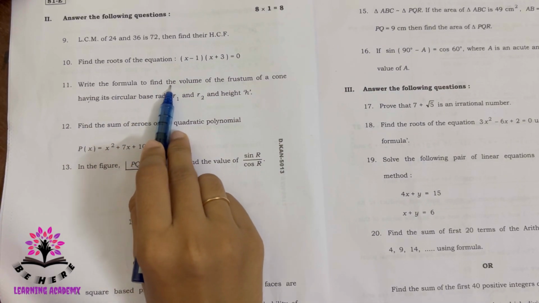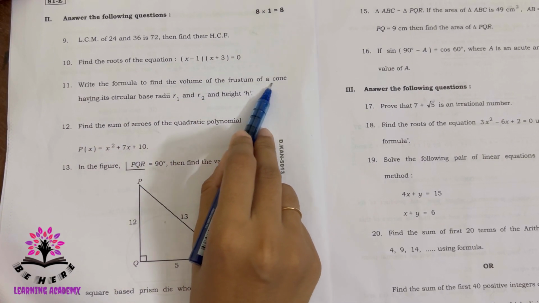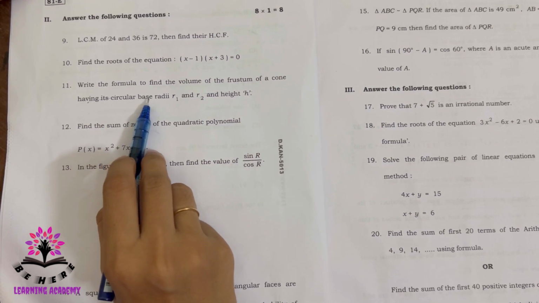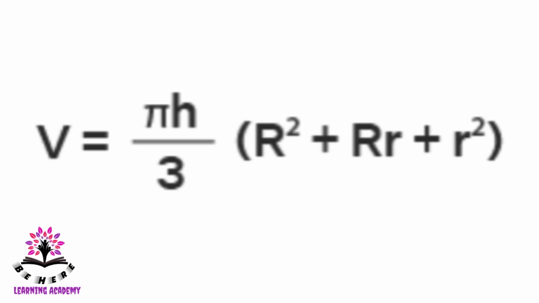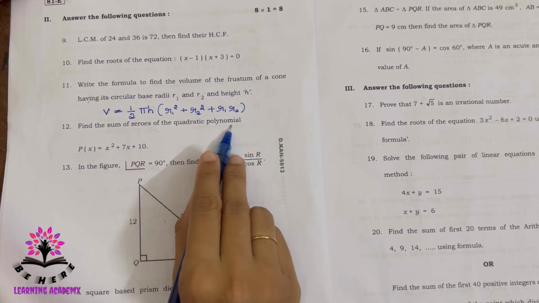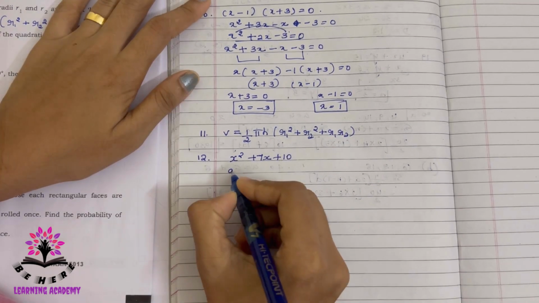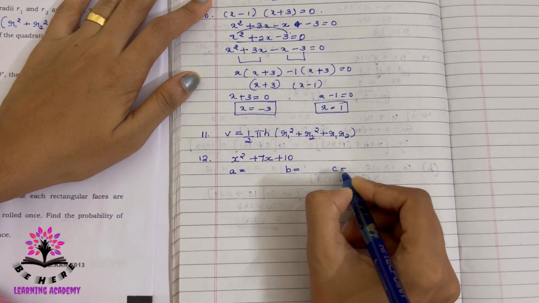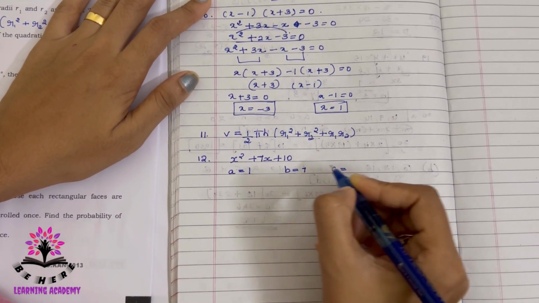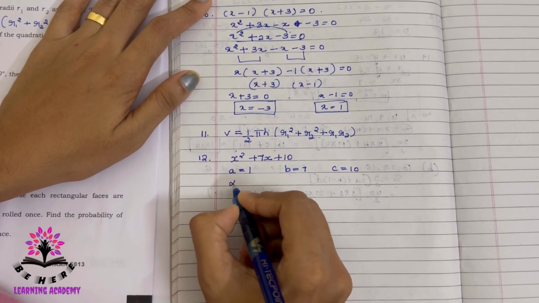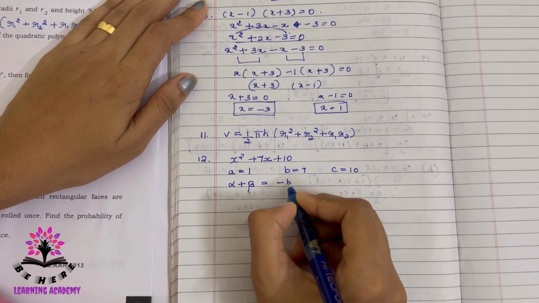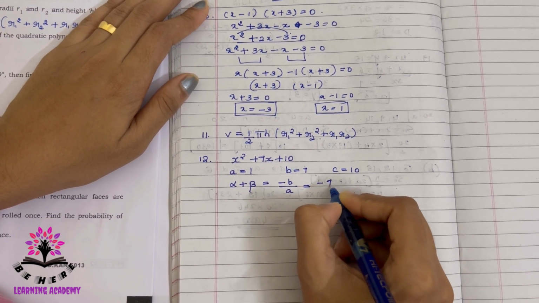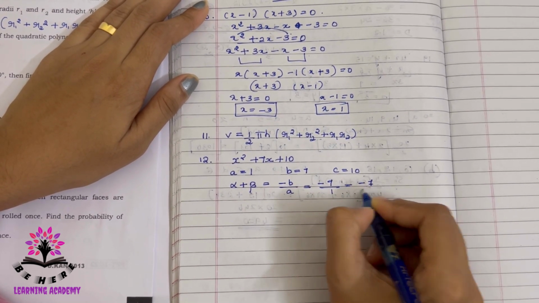Write the formula to find the volume of the frustum of a cone having its circular base R1 and R2 and height h. So find the sum of zeros of the quadratic polynomial. First you write what is A, B and C. A is 1, B is 7, C is 10. Sum of the zeros is given by alpha plus beta, that is equal to minus B by A, minus of 7 by 1, that is equal to minus 7.